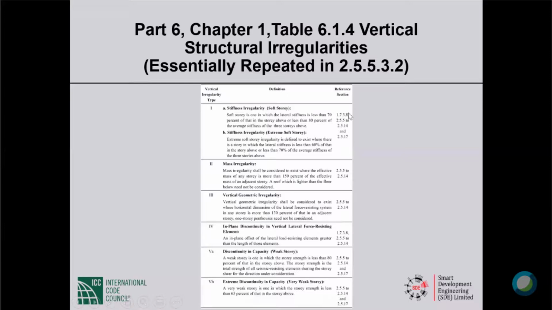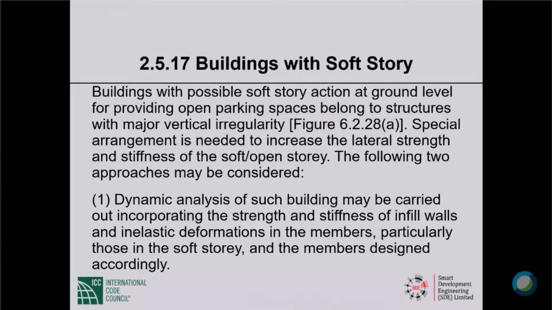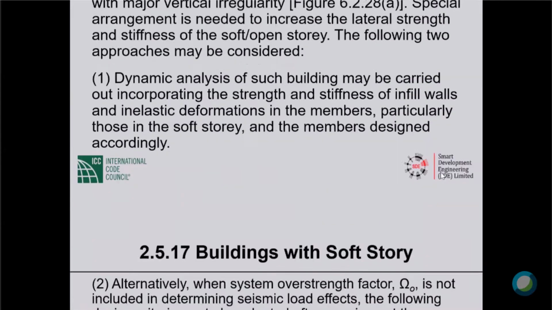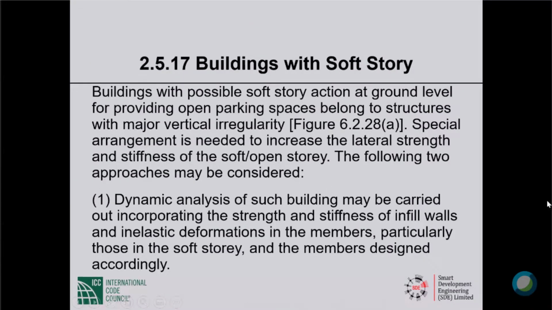Now, in addition to 1738 and all those sections, there is a section 2517 that is invoked. Okay, and 2517 is a section entitled Buildings with Soft Stories. And the way time is running, I think I probably will not go into the substance of these. Well, let me read the first part. Buildings with possible story drift action at ground level for providing open parking spaces belong to structures with major vertical irregularity. Special arrangement is needed to increase the lateral strength and stiffness of the soft or open story. The following two approaches may be considered.